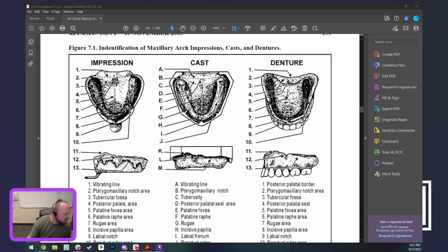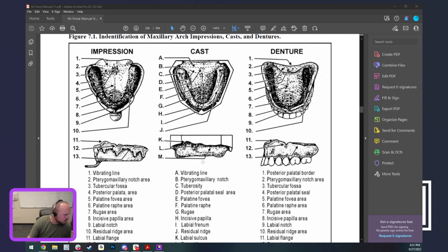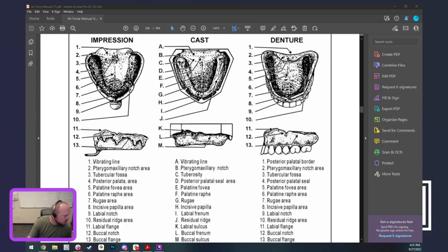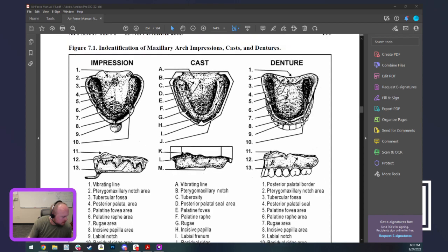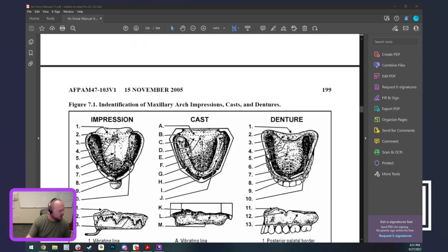Here we go. Vestibular ridge. I'm not seeing it. I know it's there. I'm missing it. I'm tired. Jeez, oh Pete.